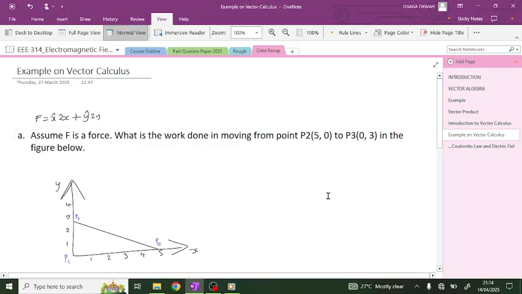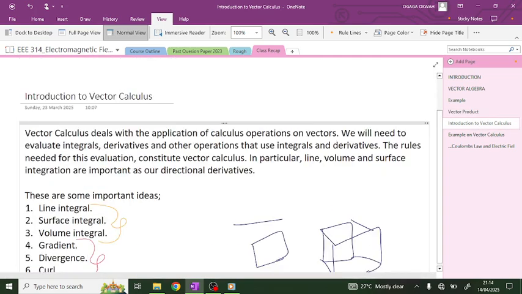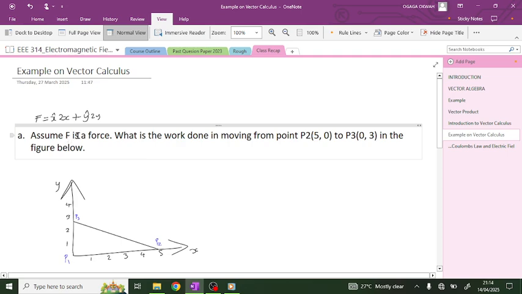So in this video we are going to do this example of vector calculus. The last video we talked about vector calculus. In this video we are going to work an example on it. Let's say this is a force, and the force is defined by this. Assume F is a force. What is the work done in moving from point P2, and these are the coordinates of P2, to point P3 in the figure below?